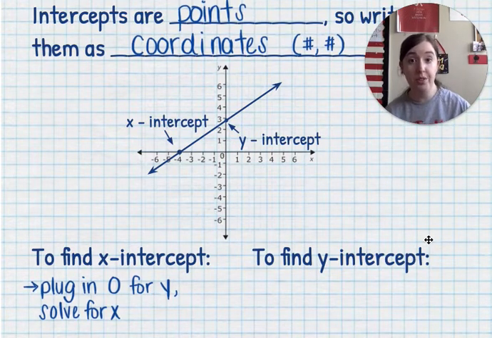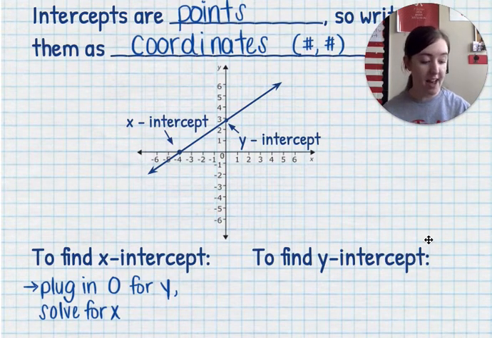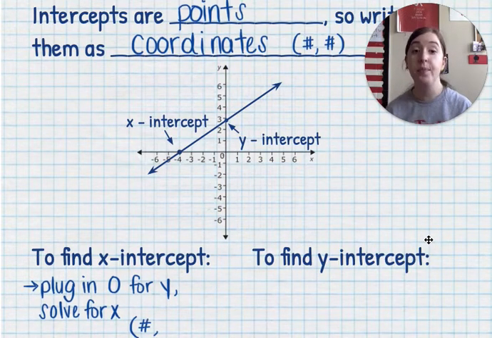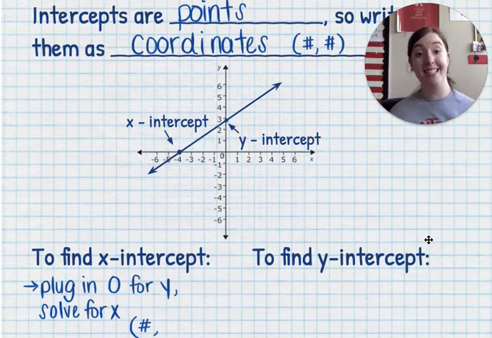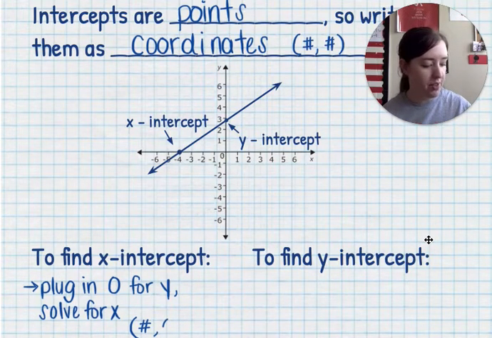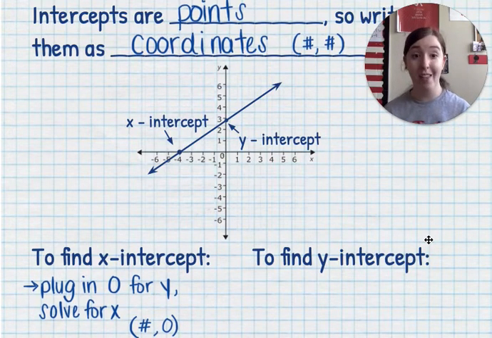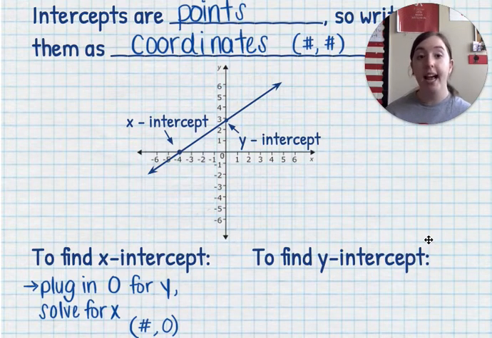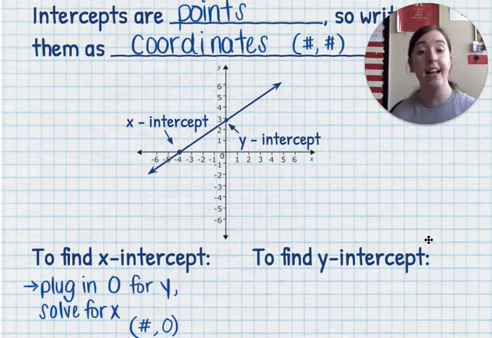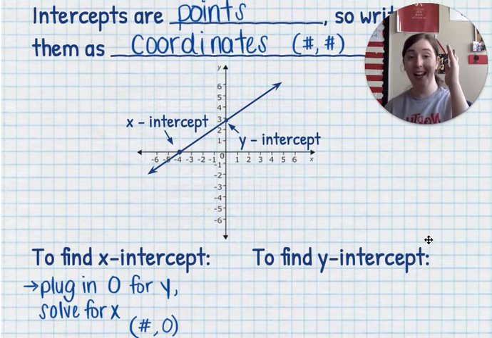So once you do that, you're going to have some value for x, right? So you'll have a number there. And then we know that we plugged in 0 for y, so we know that 0 has to go in the other part of that point. So every x-intercept that you have will be some number, 0.